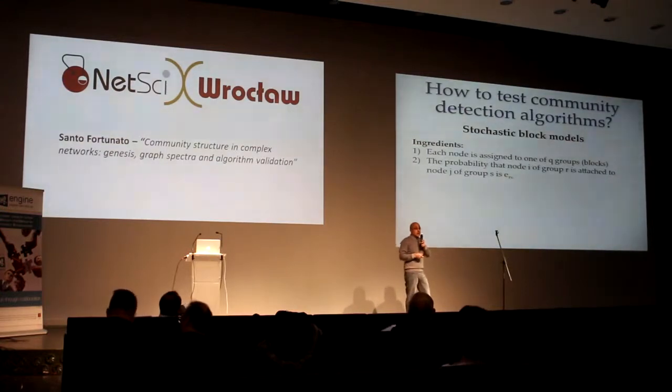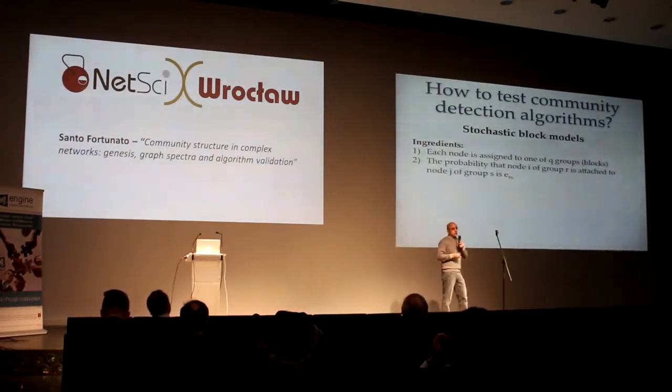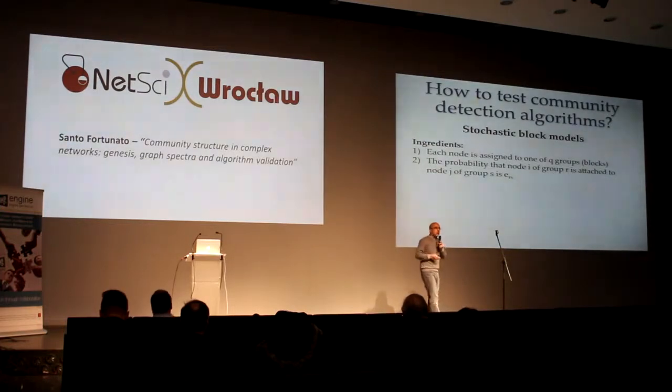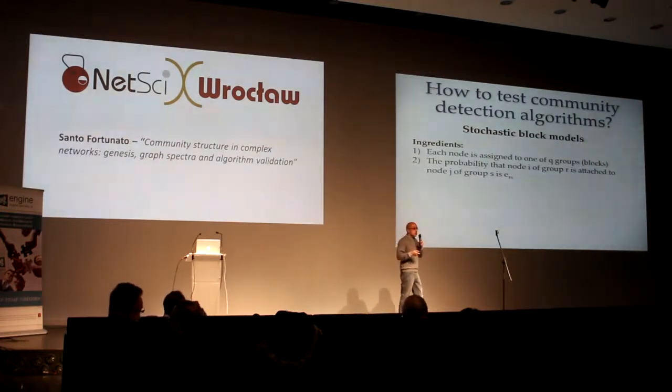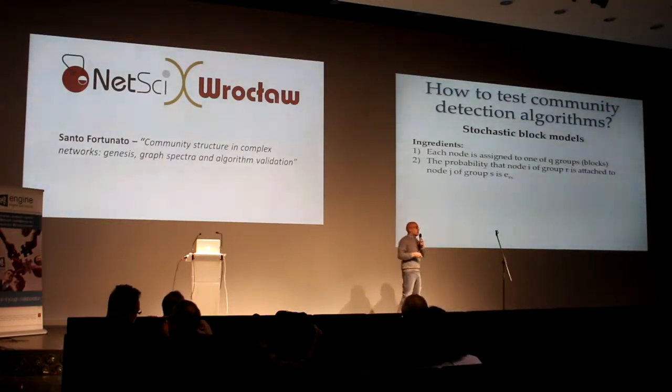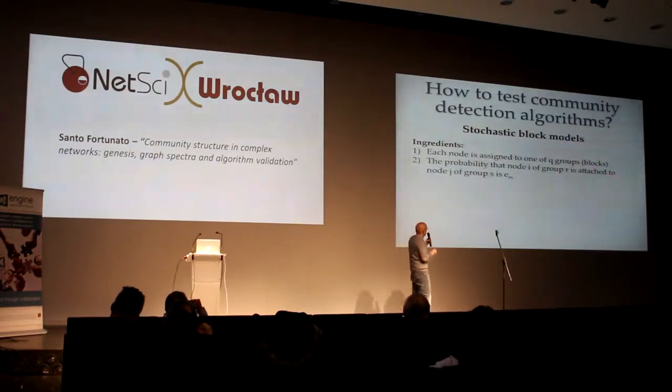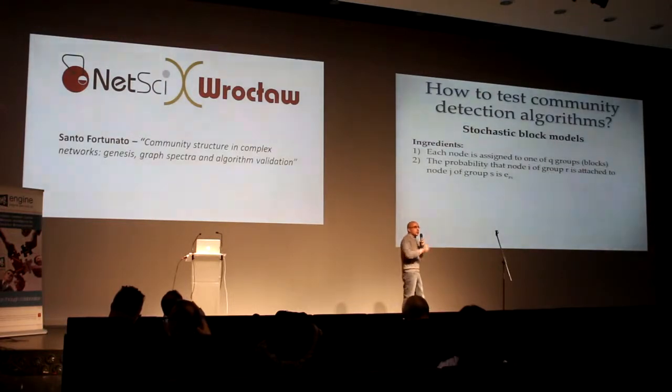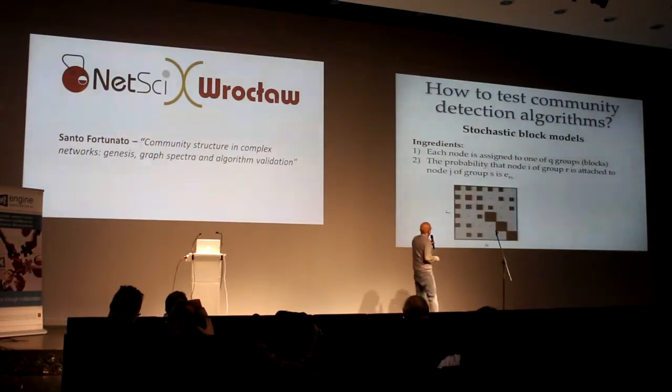The class of artificial networks used for that are generated by a broad family of networks known as stochastic block models, which have the following ingredients. There are Q blocks, so groups of nodes, so each node receives one of Q colors, and the probability that nodes are connected depends only on their membership. So the probability that the node i of group r is attached to node j of group s is just a function of r and s. It doesn't depend on which specific node you're picking with that color. That's the most general notion.